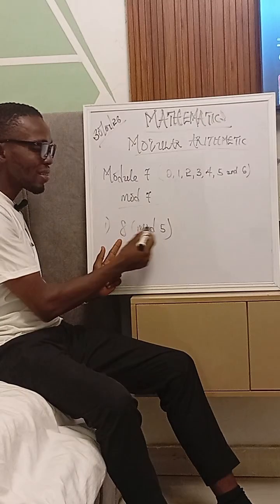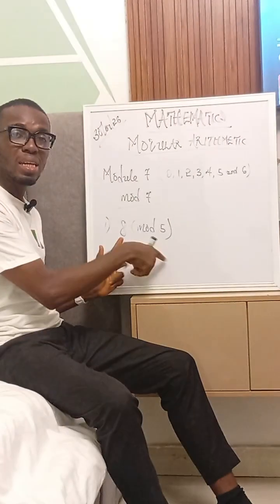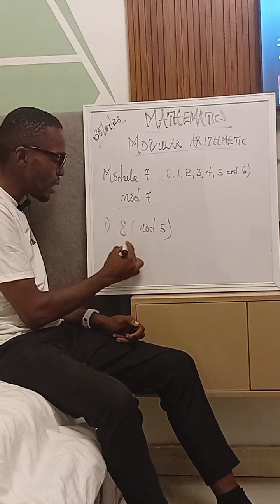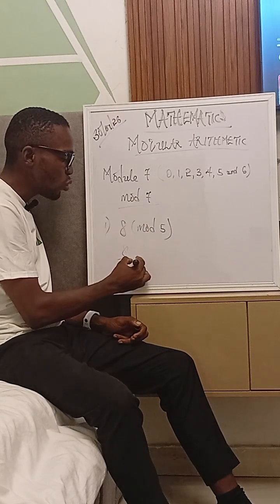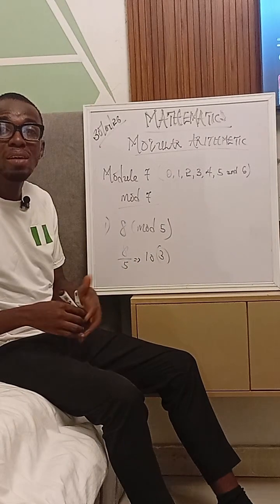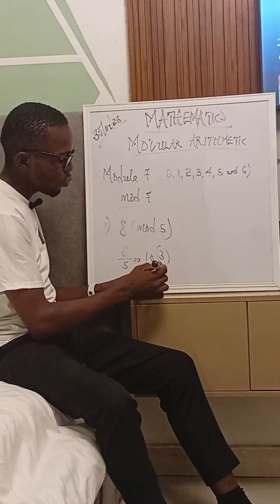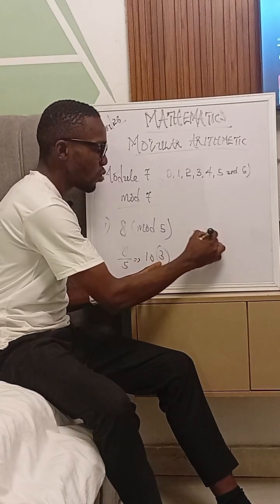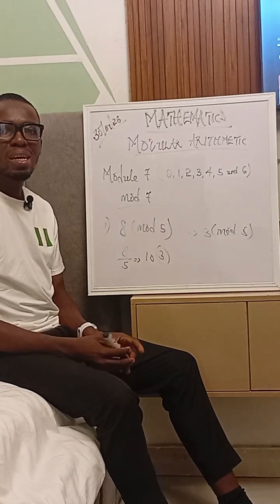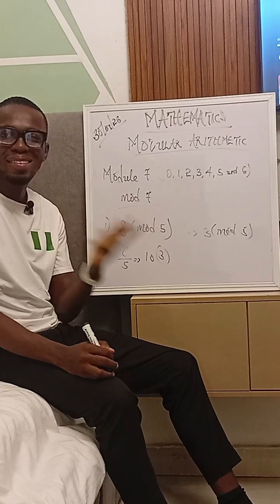So, since this number has exceeded the highest number that should be in the set of residues of mod 5, we pick out this 8 and divide it by 5. When you do that, you have 1 remainder 3. Note that we said modular arithmetic has to do with the remainder. So just pick this 3, and that means this is going to be 3 mod 5. Very simple. It's as simple as that.